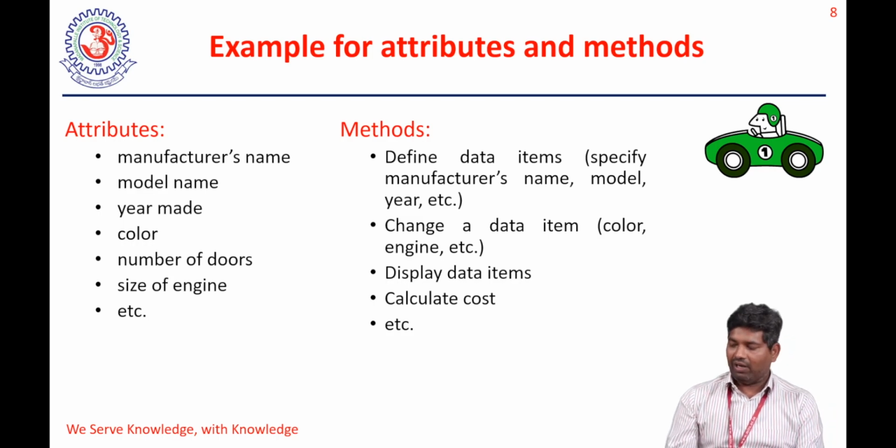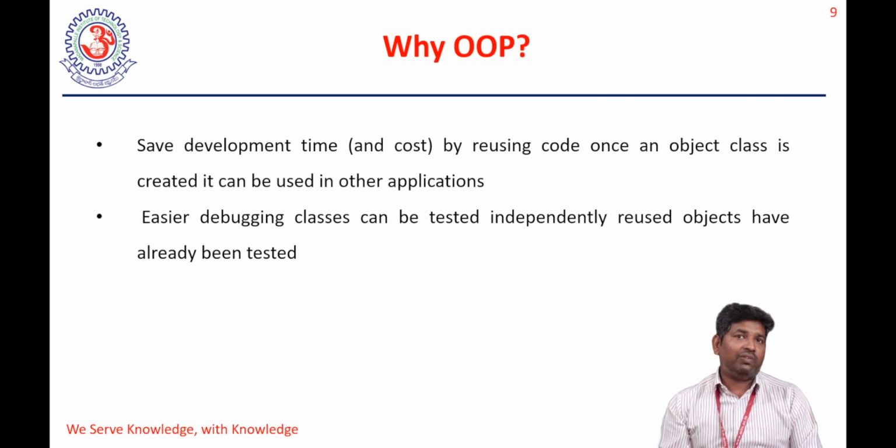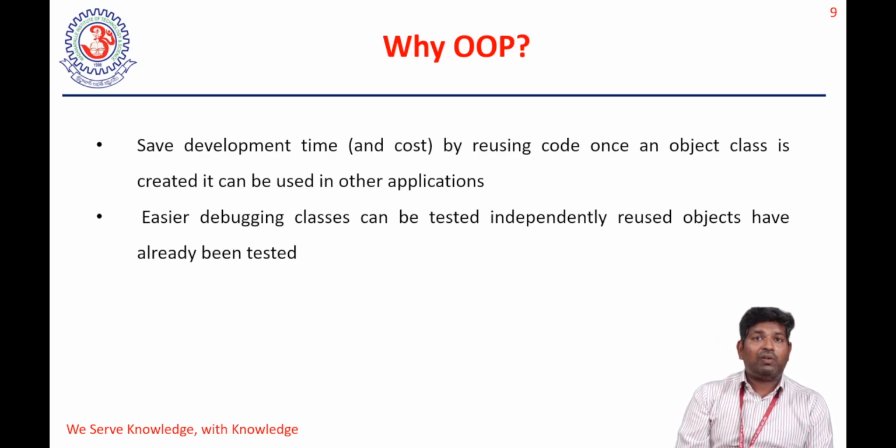So next, why object-oriented programming? Object-oriented programming saves a lot of time and cost for us by reusing the code. Once a class is created, it can be used in another application. Many MNC companies are developing many applications day to day, and the code may be similar for many applications. For example, take a login page. The user has to give the credentials, the username and password, right? Every application has a login page.